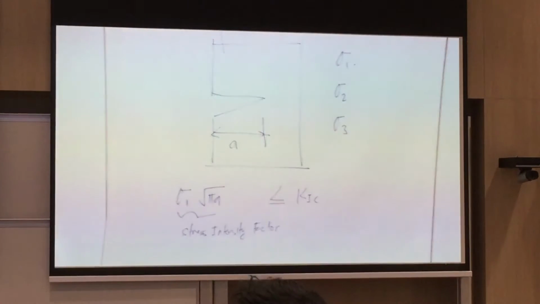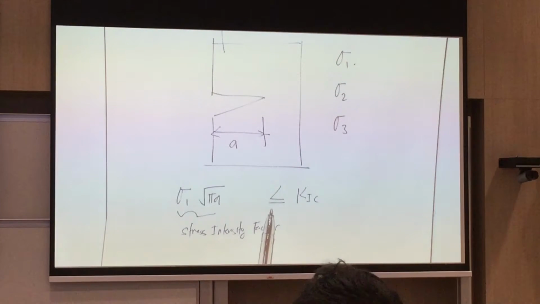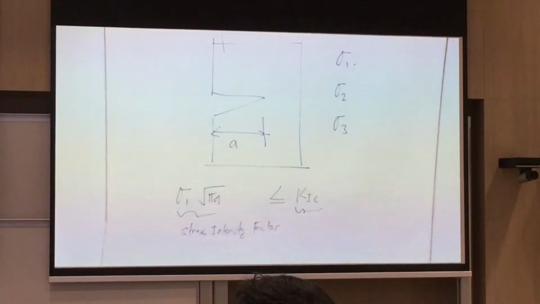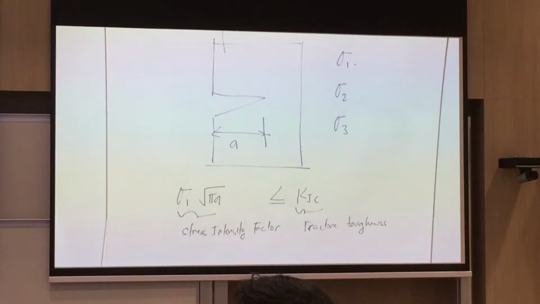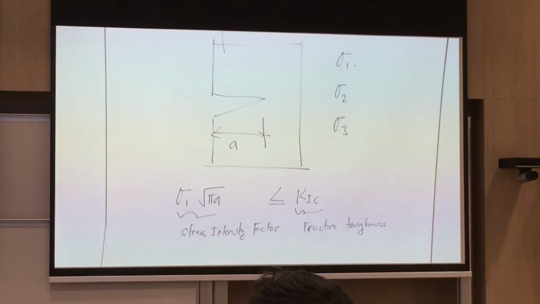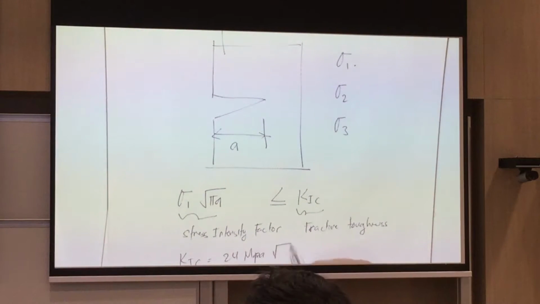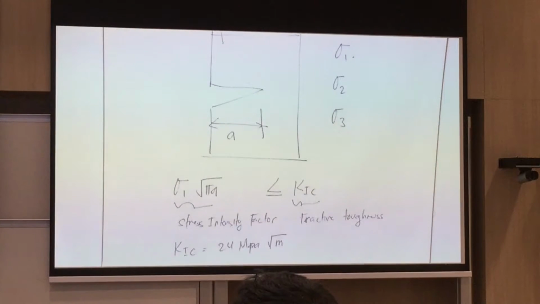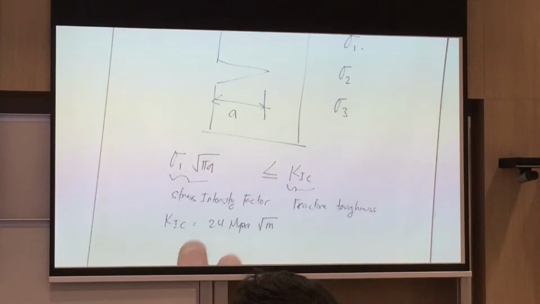The other failure criterion that we're looking at is fracture mechanics, wherein this stress intensity factor must be less than or equal to this fracture toughness, which is a material property, just like SU or SY. And of course, this can always be determined by test. So in this case, our KIC is given to be 24 megapascal square root of a meter. Yes? So, like I said, this can be determined by test.